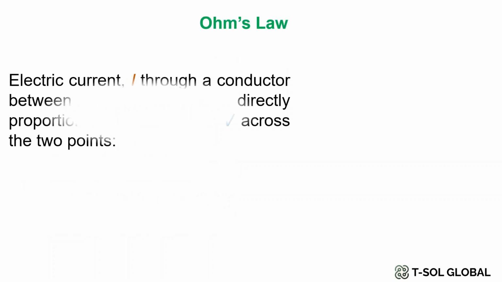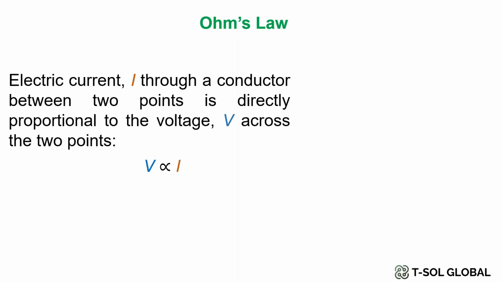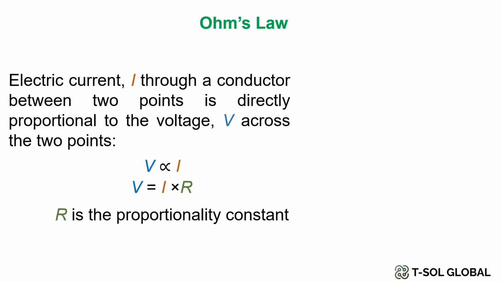Now, to move on to the next part, Ohm's law states that electric current I through a conductor between 2 points is directly proportional to the voltage V across the 2 points. So we can say V is proportional to I, or you can write V is equal to I into R, where R is the proportionality constant.